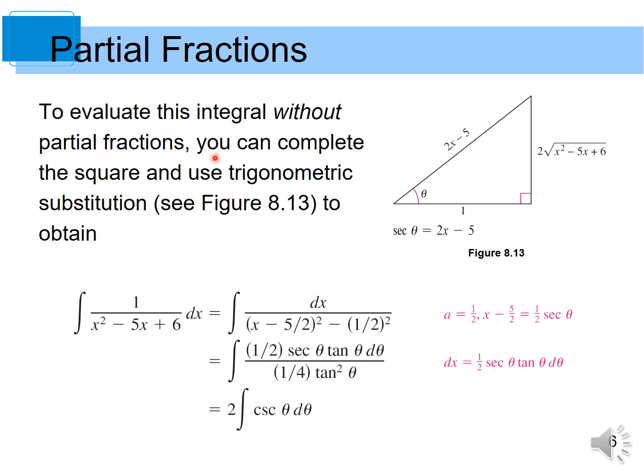So, we can complete the square and use trigonometric substitution to obtain. Now, for this step, we complete the square. So, we have x minus 5 over 2 squared minus one half squared. So, it's variable minus constant. Recall the trigonometric substitution in section 4.